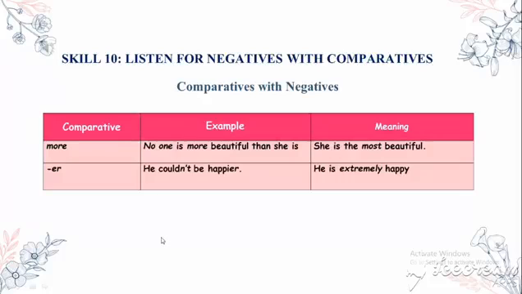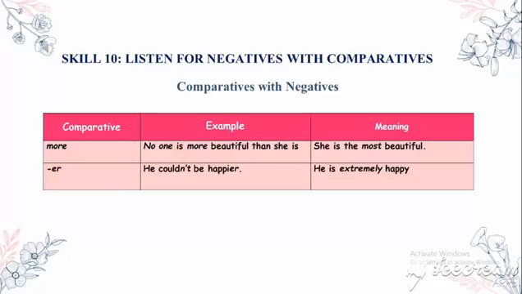Here, the following chart outlines comparisons that we should be careful of when they are used with negatives. The comparative more. For example, no one is more beautiful than she is. This example uses the negative no and the comparative more. It means that it has a superlative or very strong meaning. So, the meaning of this example is, she is the most beautiful.